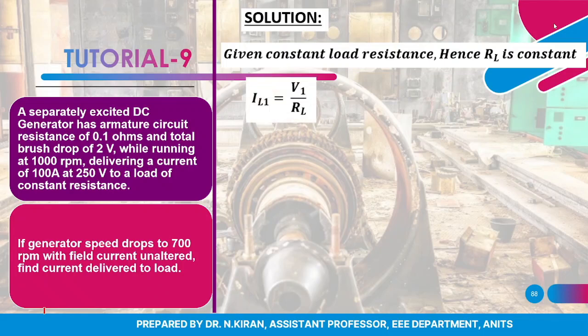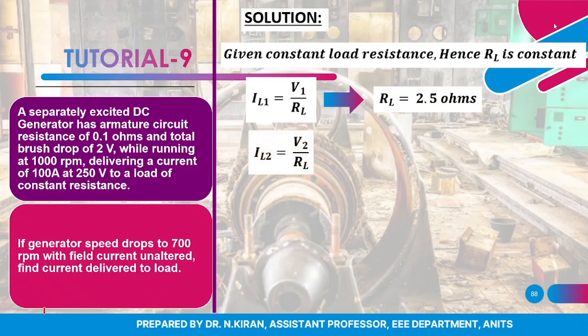We know that IL is equal to V by RL. We know the value of IL1 and we know the value of V1. From that I will calculate the value of RL, which is around 2.5 ohms. Now IL2 is equal to V2 by RL. Since load is constant, the same RL will continue in this case also. So that will give me V2 to be around 2.5 IL2. I'll take that as equation 1.